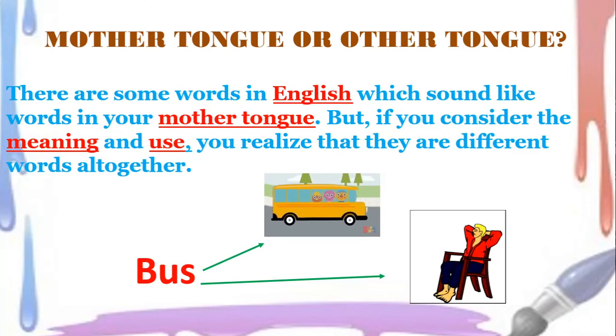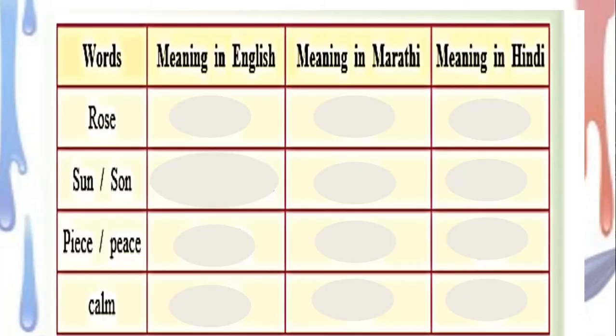Okay, so there is an exercise in your textbook also, children. So I have tried to make that exercise interesting for you over here. So let us try and see what it means. So see, rose. So what is the meaning in English? It is a flower, rose. Okay, whereas in Marathi, it means daily, and in Hindi, also it means daily or every day.